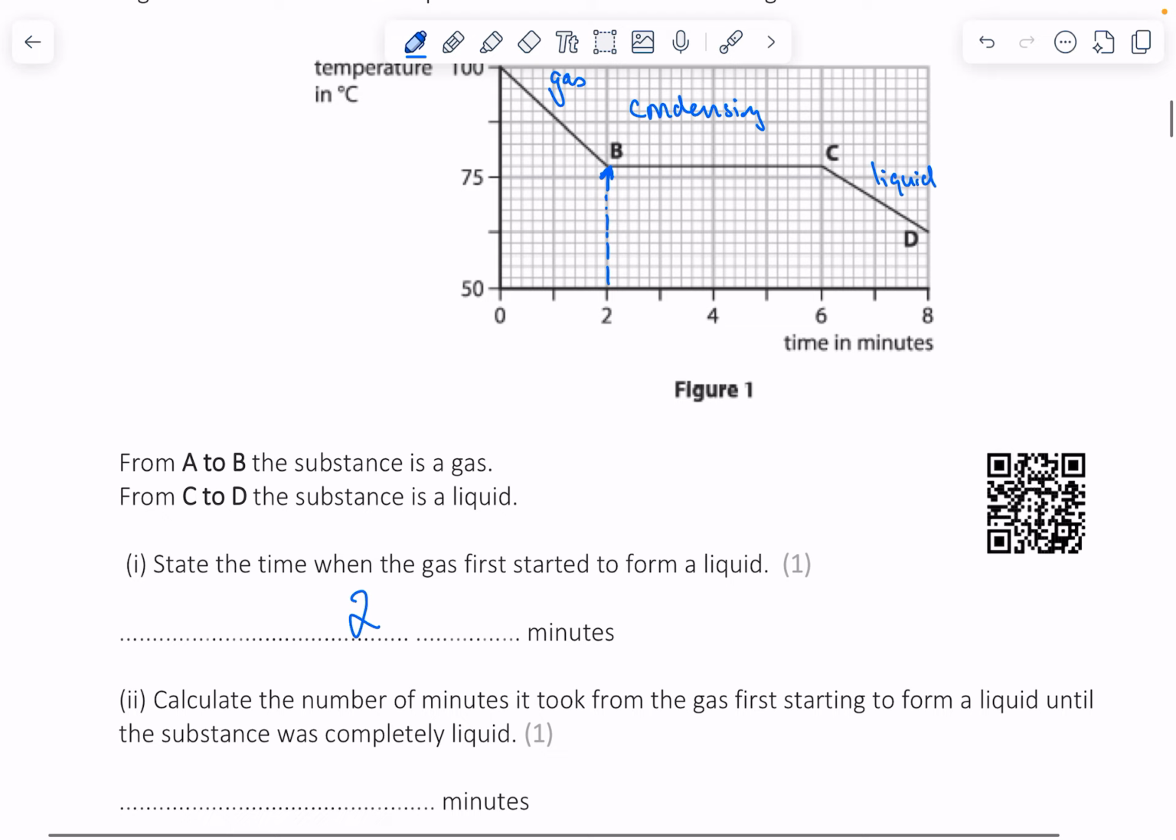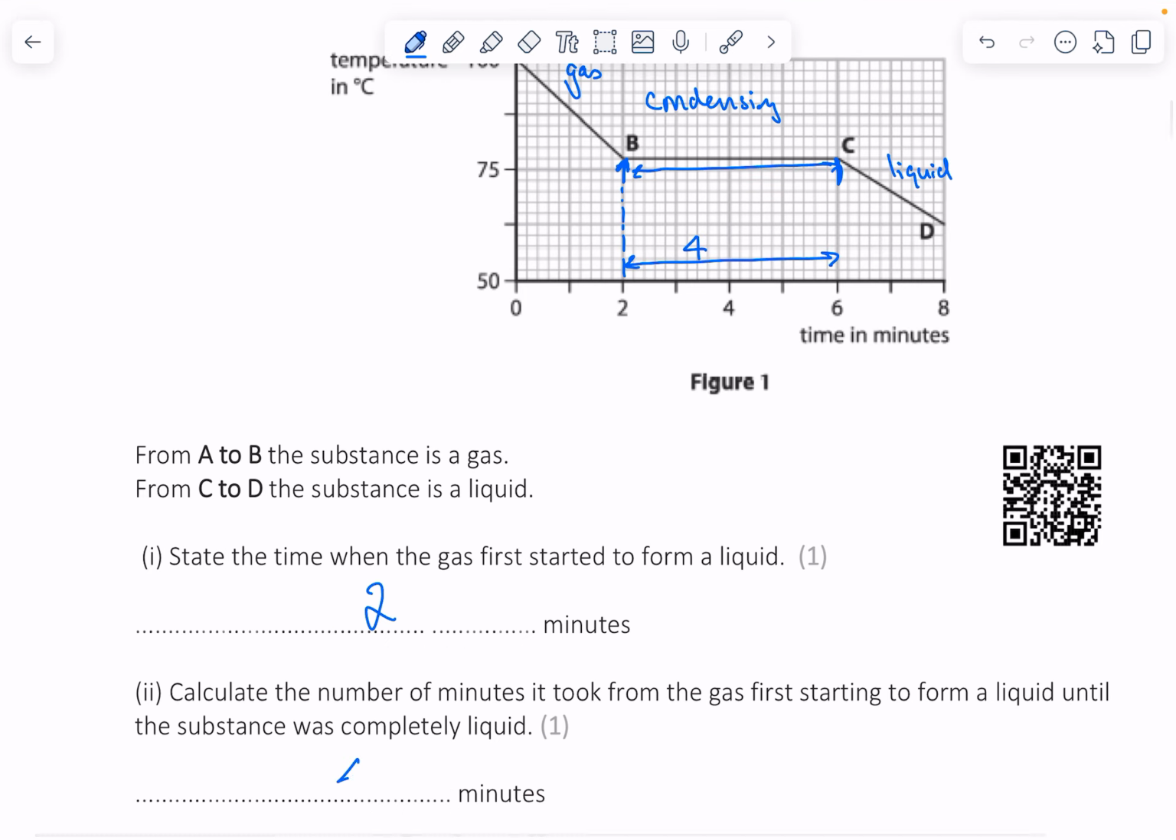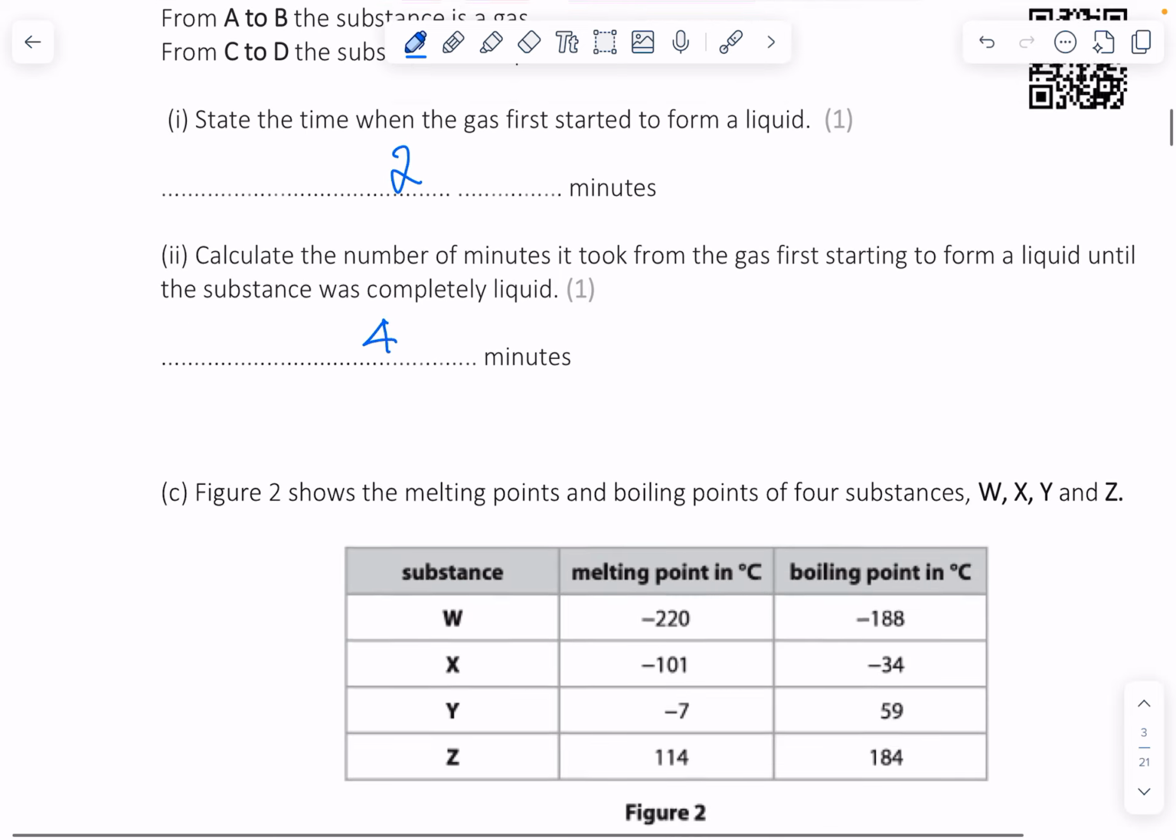Next one, calculate the number of minutes it took from the gas first starting to do that until it was completely a liquid. So again, this horizontal region is where that change is taking place. So here, by the point C, is where the change has ended. And point C is 6 minutes. So it's gone from 2 minutes to 6 minutes. So it's taken 4 minutes for the change in state to take place completely.